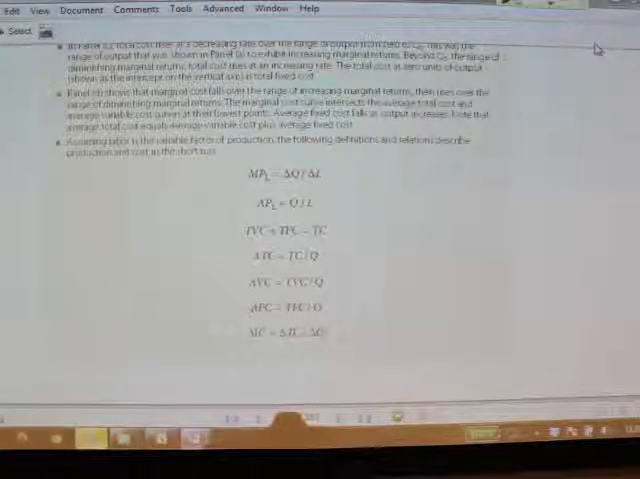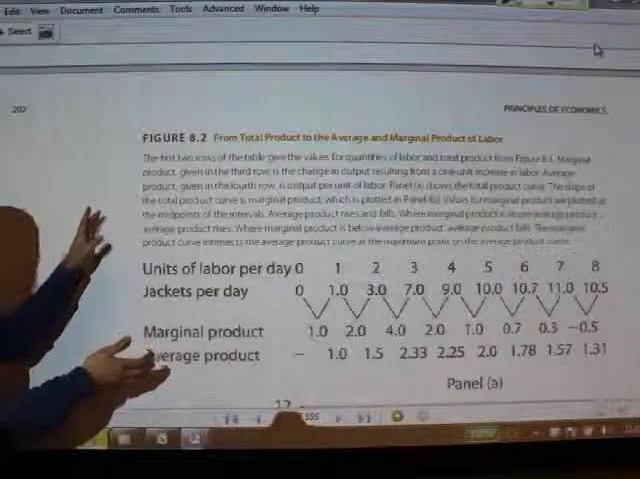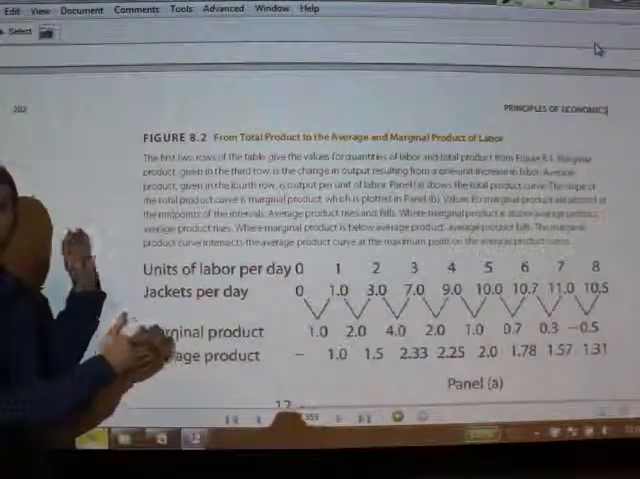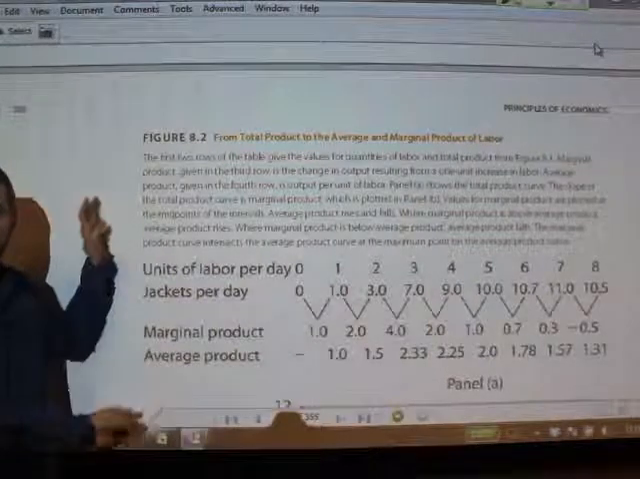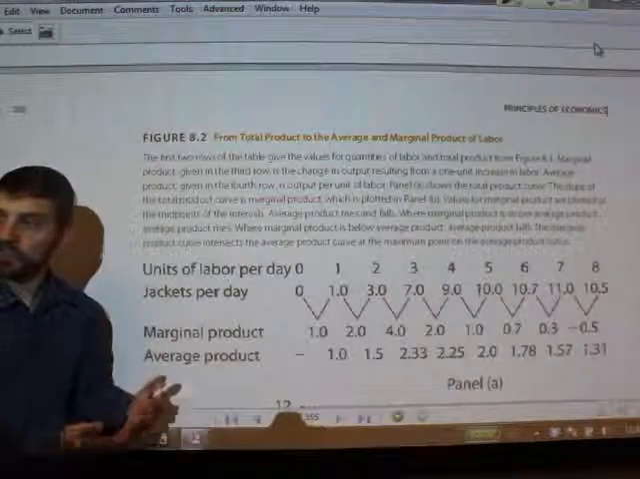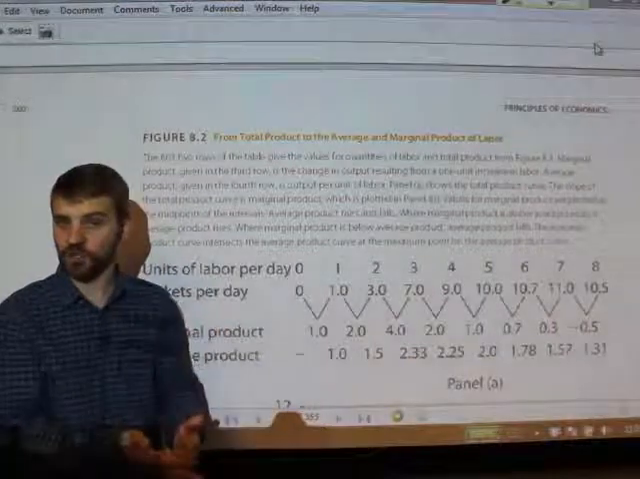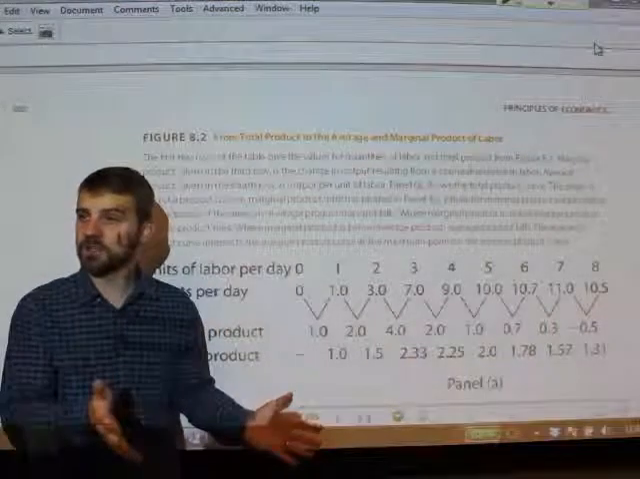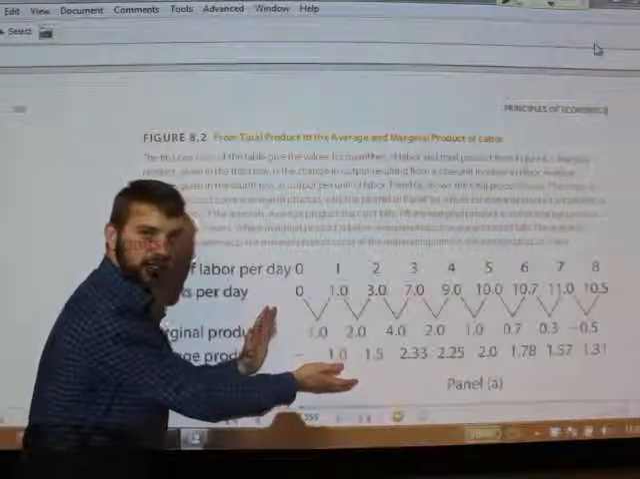Okay, so now what I'd like to do is go through the example in detail from the book. This figure 8.2 gives you almost all of the information that you need to draw the total product curves, the total cost curves, and all the derivative curves, the average product, marginal product, average cost, and marginal cost curves. So everything that we want to do in this section of the chapter, we can do with this information here.